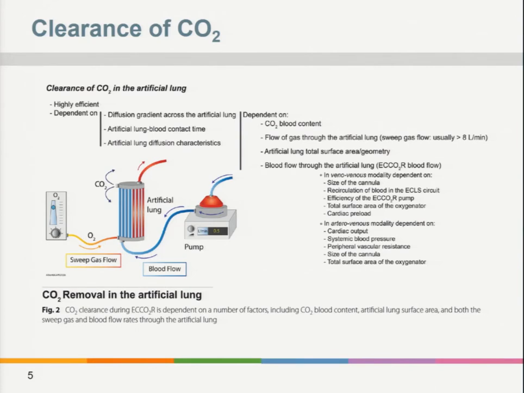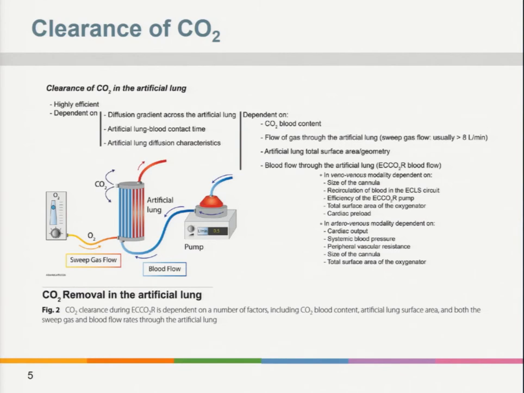So we know that CO2 exchange is dependent on ventilation, or in the case of a membrane, on the gas flow. It's termed the sweep gas flow, and sweep gas doesn't contain CO2, so it passes through a semi-permeable membrane into the blood, creating a diffusion gradient. And this allows the CO2 to be eliminated. So the CO2 diffusion gradient is dependent on the CO2 blood content and on the gas flow.